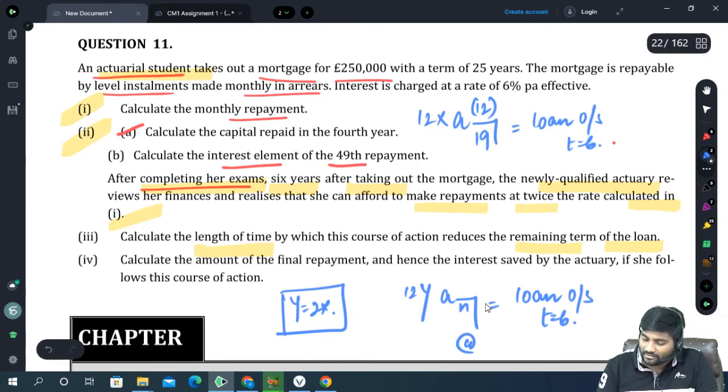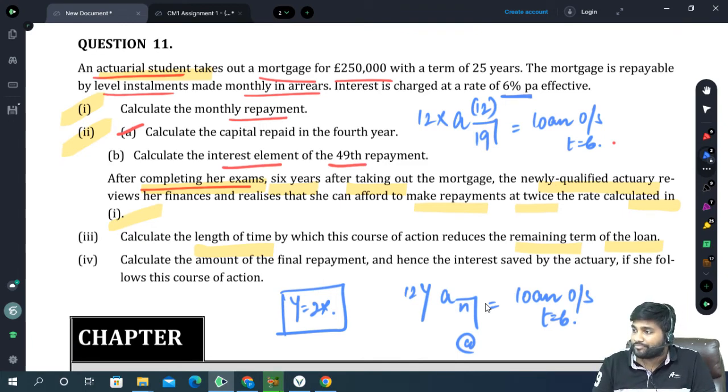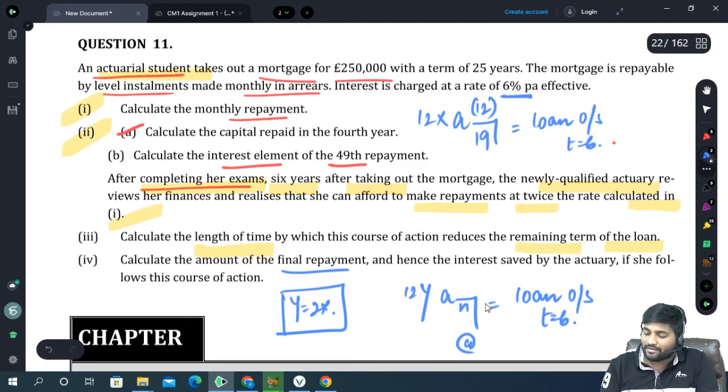Okay. At the rate, we need to calculate i^(12) by 12, at the rate 6%. This will be the rate because we are working in months. Calculate the amount of the final repayment and hence the interest saved by the actuary if she follows this course of action.